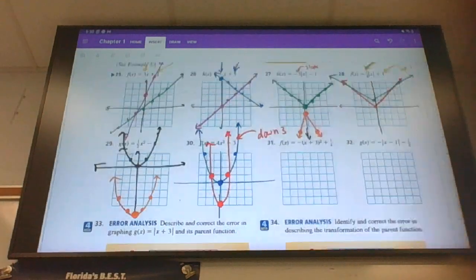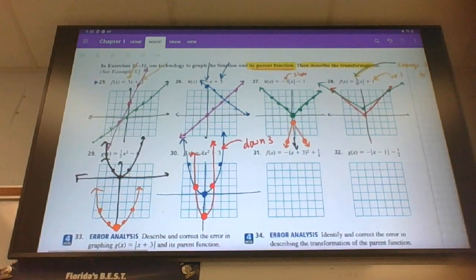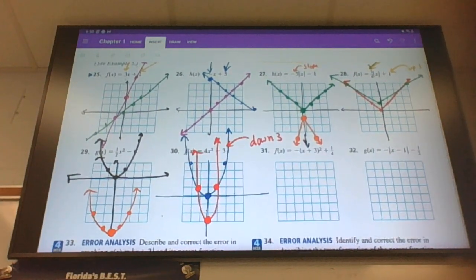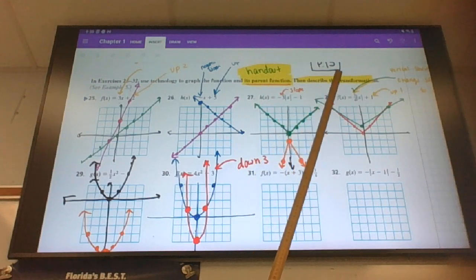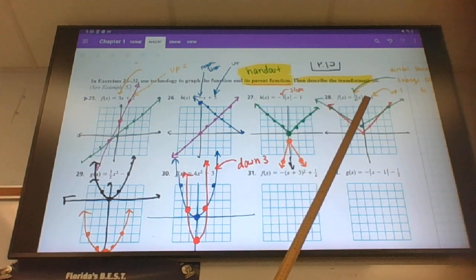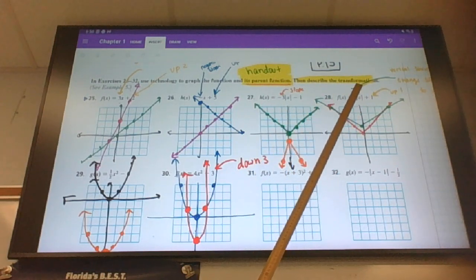Zoom. Okay, here it is. There's a lot going on here. One thing is I walked around first period, and I realized that this part of the directions, describing the transformation, wasn't done. So I want you to do it now.